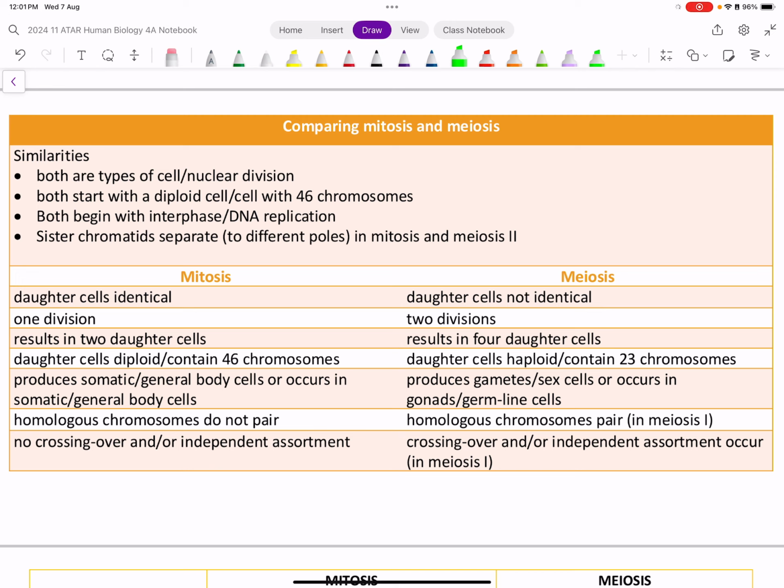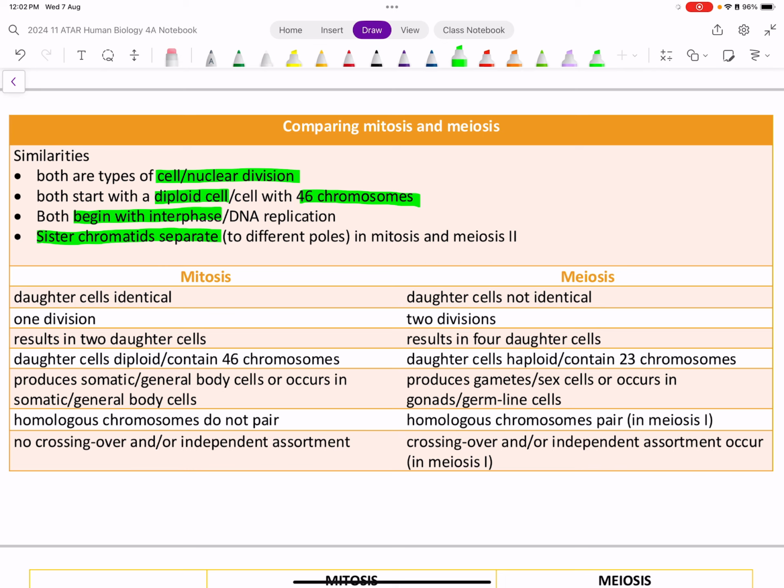So in terms of our similarities, well, both are forms of cell or nuclear division. As we've mentioned in this video, they both include a diploid cell at the start, and a diploid cell has 46 chromosomes. Both of these cell divisions involve and begin with interphase. And at the very end of mitosis and meiosis 2, we have the separation of our sister chromatids to different poles.